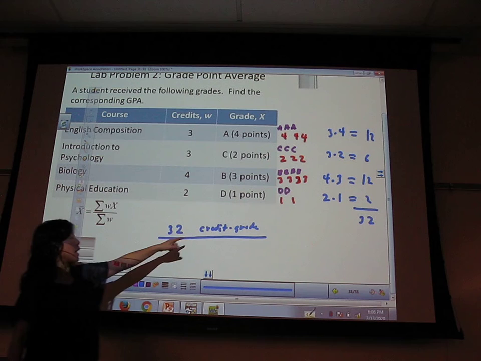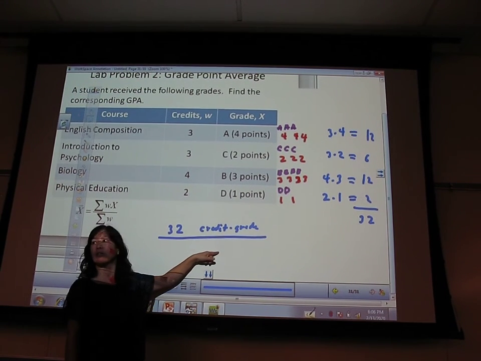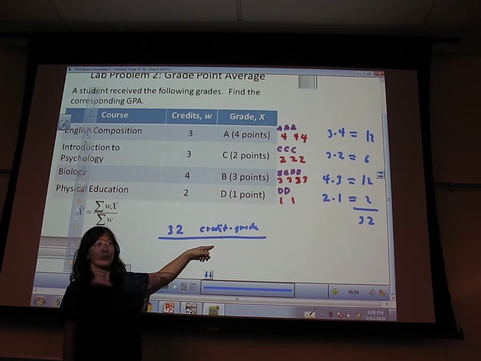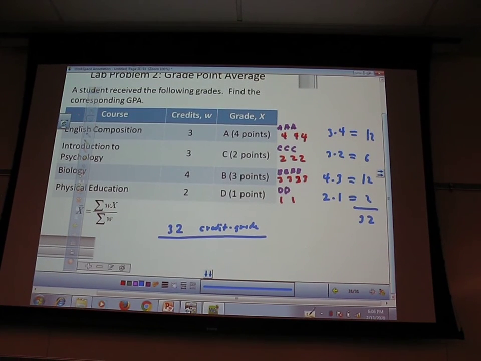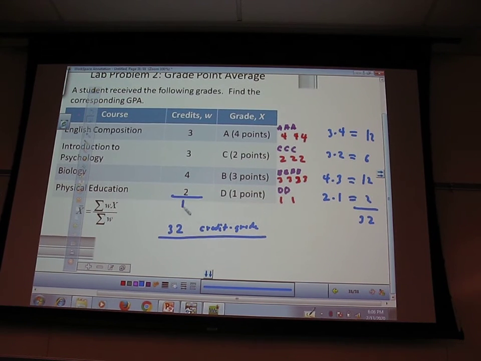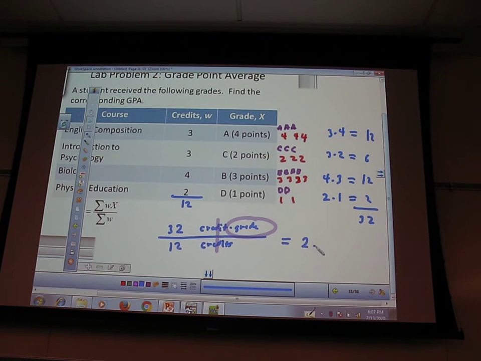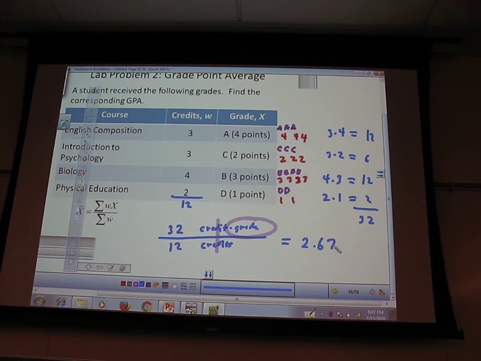So I want to keep the grade and I want to get rid of the credit. How do I get rid of this? I divide by credit. Do you guys kind of follow what I'm saying? So I need to divide by my total number of credits. What do I have? 12. So I divide by 12 credits. That way these cancel out and I'm just left with grades, my average grade. So this ends up being, what did you guys get for this? 2.67, is that right? Yes, ma'am.